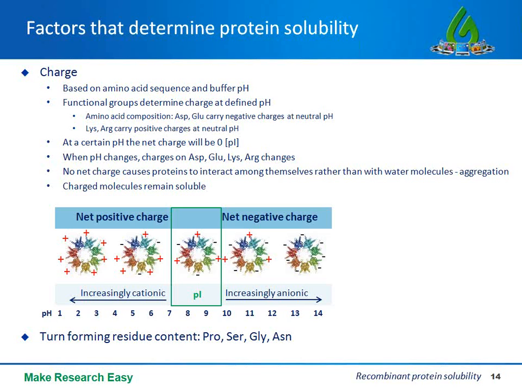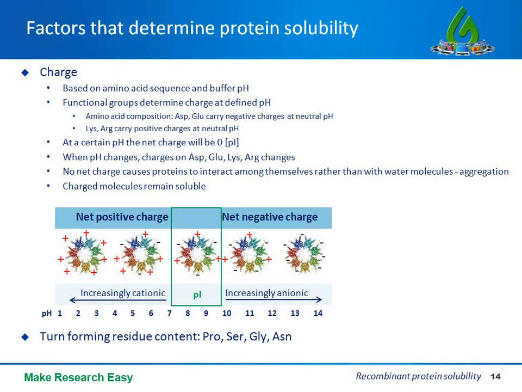So let's take a closer look at these parameters. So really, why is charge important? We know that the functional groups of amino acids determine their charge at a given pH, right? So for example, at neutral pH, aspartic acid and glutamic acid carry a negative charge, and arginine and lysine carry positive charges, right? So the net charge of a protein molecule is the arithmetic average of all charges, right?